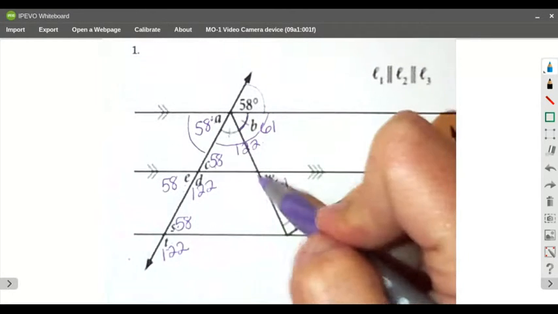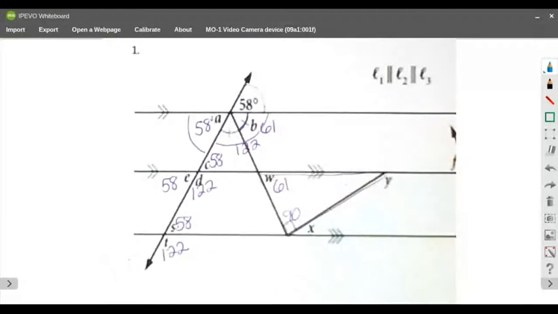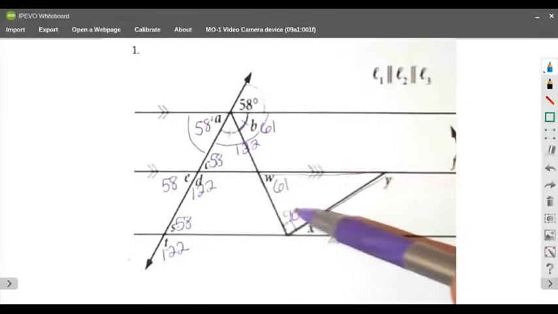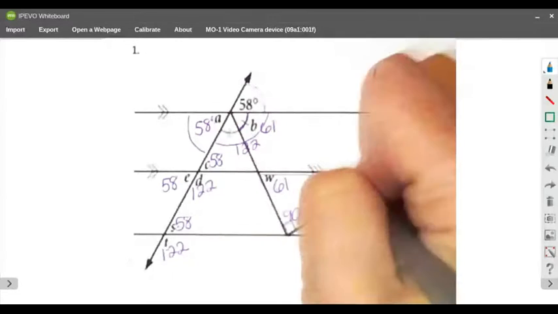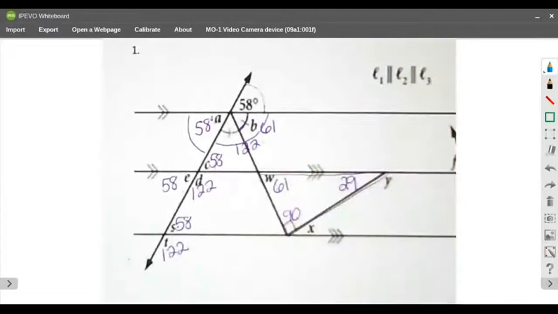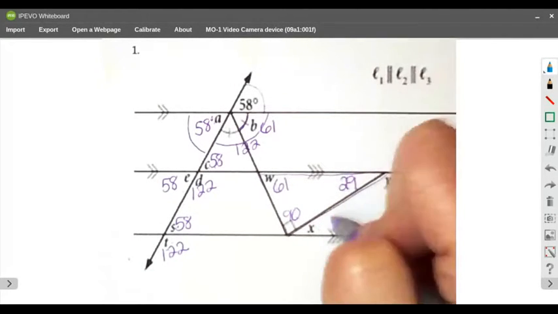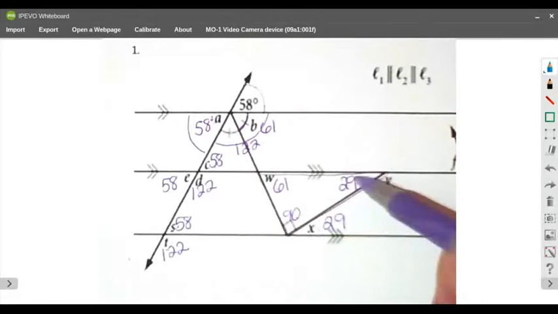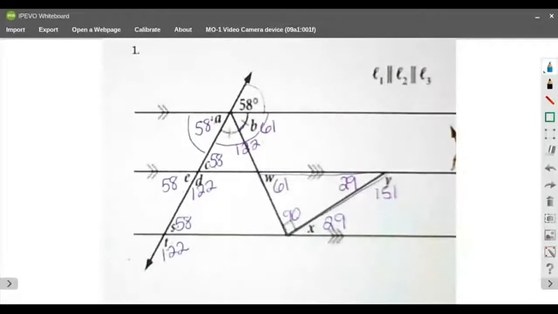Now notice that W is in this triangle with this 90-degree angle, and then this one also. The angles in a triangle add to 180. So if we do 90 plus 61 and then subtract from 180, we would get 29 here. And the reason why we have to find that one is a couple different reasons. This and X are alternate interior, so this would be 29. Or 29 and Y make a linear pair, so that would be 151.